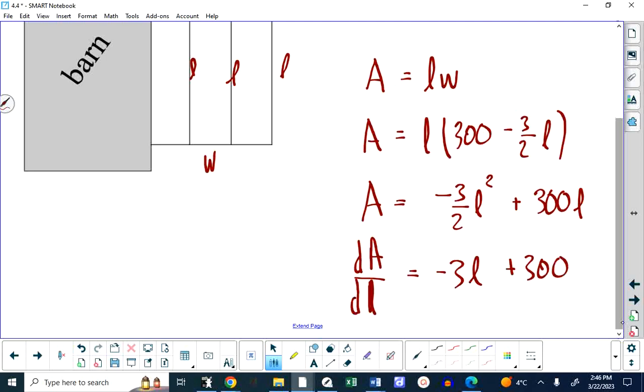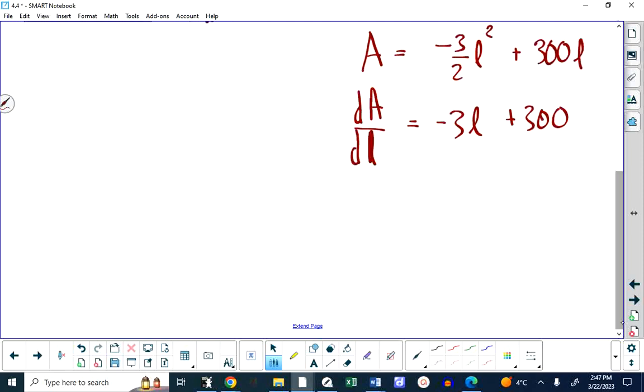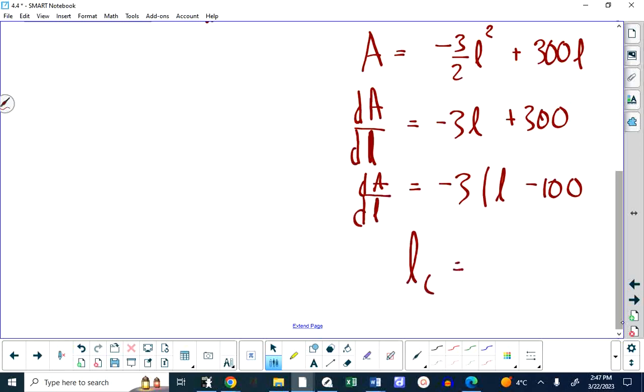I'm actually quite glad we rearranged it for W, because if we had thirds in there, then I would have fractions in my derivative. Although you have to look pretty far down the road to see that's what would have happened. Take out a negative 3. You get L minus 100. Well, again, in terms of the derivative dA dL, there's only one critical value of the variable L, which is 100.